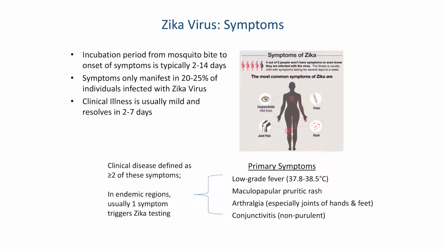We consider someone to have clinical Zika virus if they have at least one symptom, although in a country, if the Zika virus is not endemic to your area, then usually we require 2 symptoms. So I know in the US, when we're doing screening, we have to have 2 symptoms because some of these things are pretty common and we don't want to overdiagnose Zika virus.